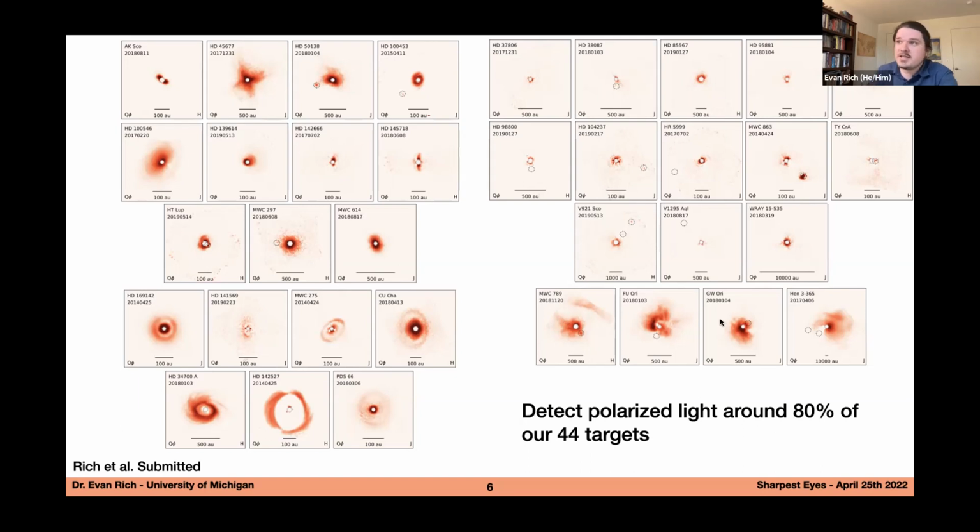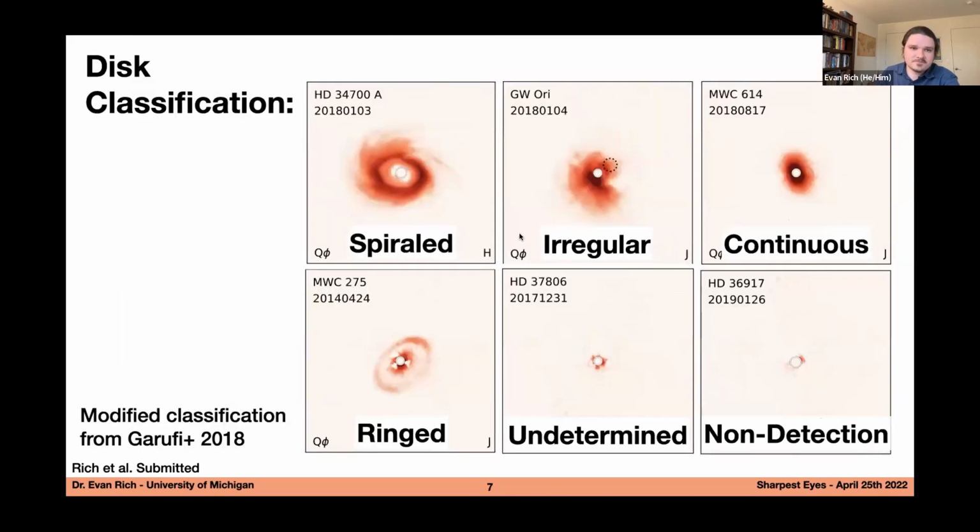Some of them have been highlighted already in this talk, this conference, such as FU Ori, located here, or GW Ori, which Stefan Kraus did a great paper on about disk tearing. And then some of them we detect but do not resolve enough to really say anything about the disk structure itself, but we definitely detect some form of polarized light.